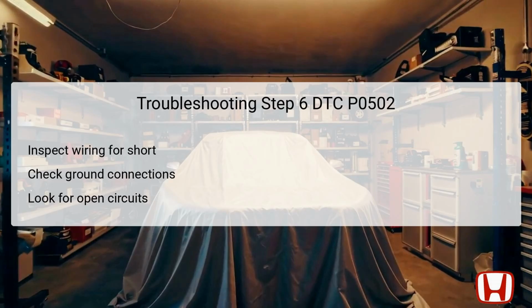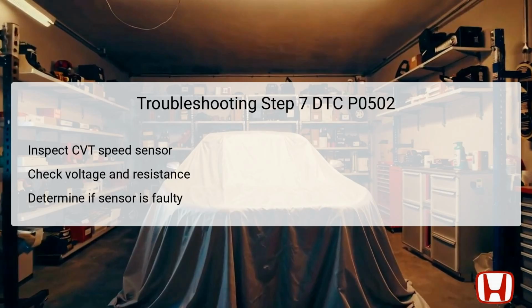Aside from checking for shorts and grounds, it is crucial to examine for open circuits, where the wiring may be broken or disconnected entirely. These inspections are essential in narrowing down the root cause of the DTC P0502, allowing for effective repairs to restore proper sensor functionality.